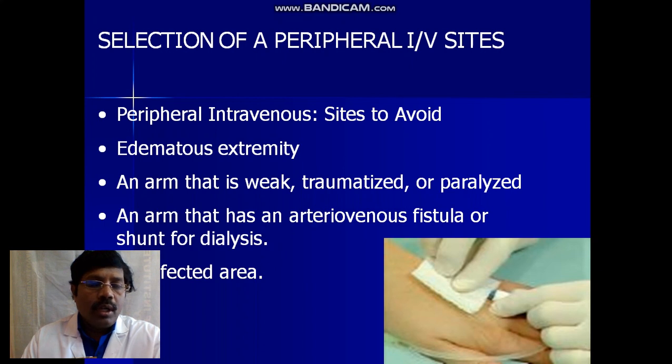Joints excluded. Understand? The sites to avoid are edematous extremities. Edematous extremities should be avoided. An arm that is weak, traumatized, or paralyzed should not be selected for IV fluid administration. An arm that has an arteriovenous fistula or shunt for dialysis also should be excluded. Don't select the particular hand with the AV fistula. And then an infected area also should not be selected for the IV site.